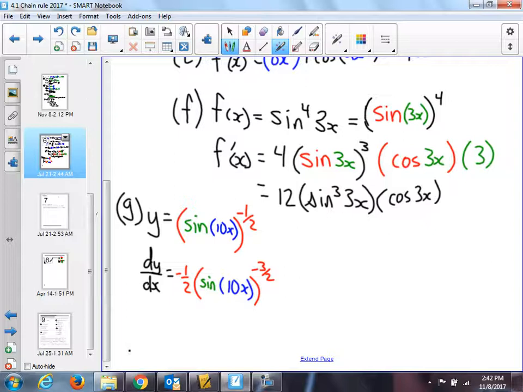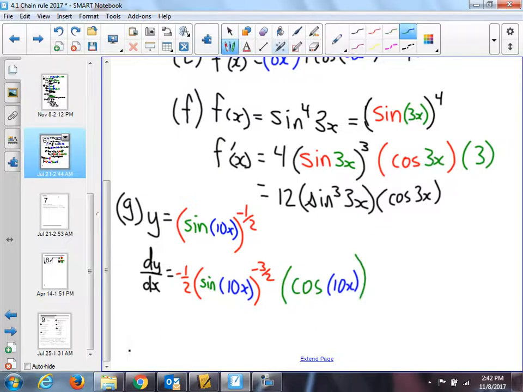Now we've only taken care of the outside function. Now on to the green machine. The derivative of the sine is just cos. Leave those innards alone then. Lastly, 10.